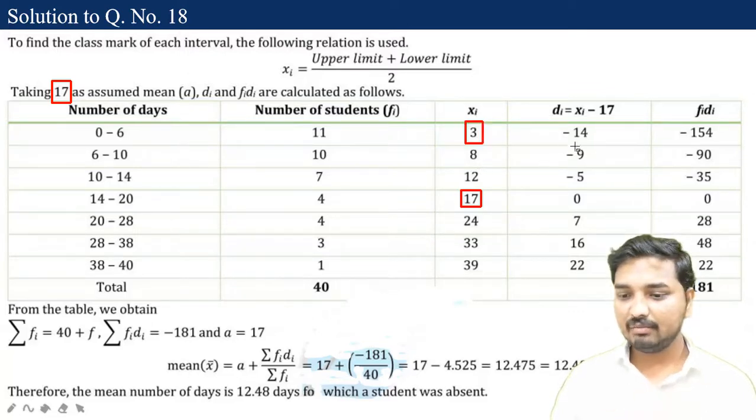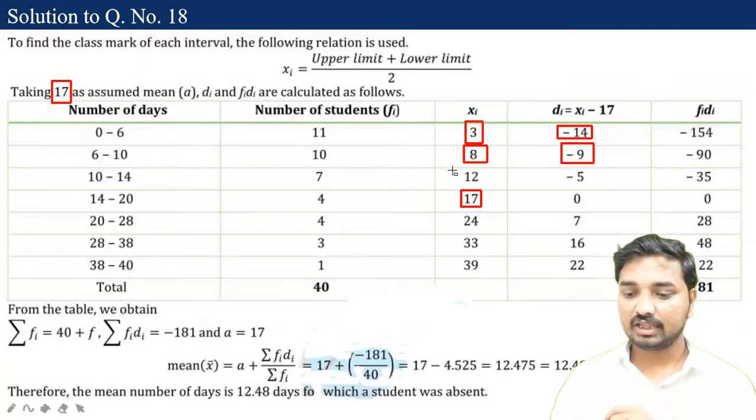3 minus 17 means it will become what? Minus 14. Okay, next 8 minus 17. 8 minus 17 means it will become what? Minus 9. Remember, negative sign. Okay, so next 12 minus 17, it will become what? Minus 5. Okay, so next 17 minus 17 in this column.